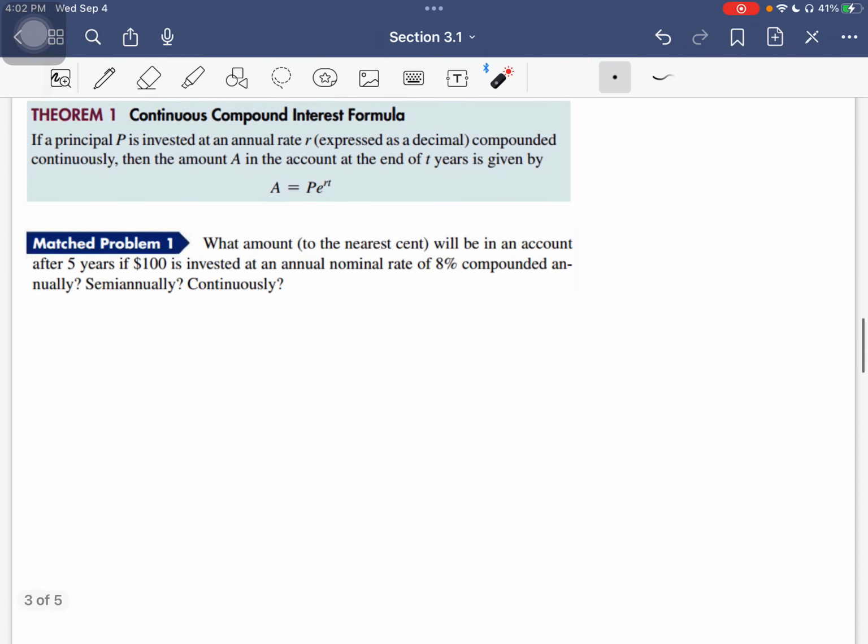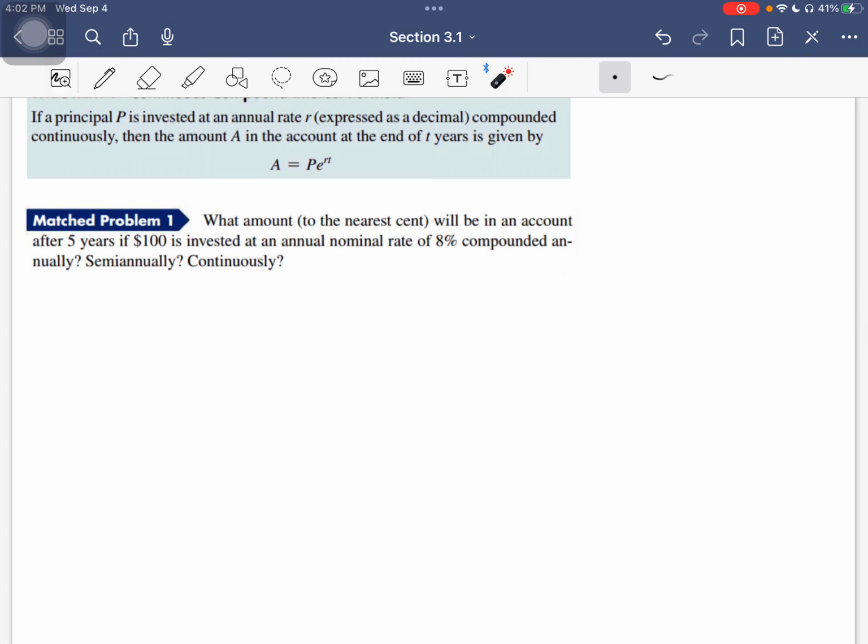So let's look at an example. What amount to the nearest cent will be in an account after 5 years if $100 is invested at an annual nominal rate of 8% and it's compounded annually, semi-annually, and continuously? So first, if we look at compounded annually, we'll do some color coding. Remember, M represents the number of times that we're compounding per year. And since we're compounding annually, M is equal to 1.